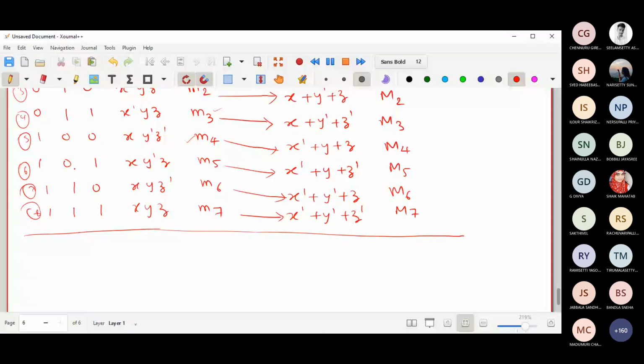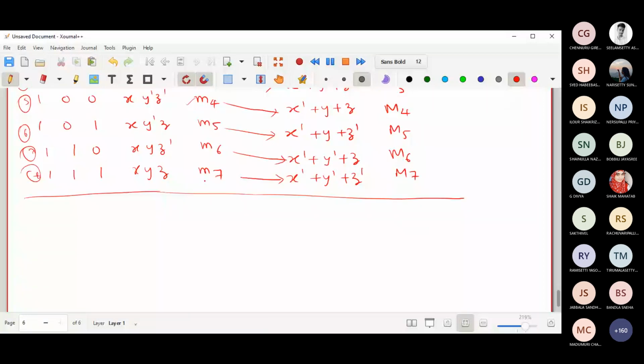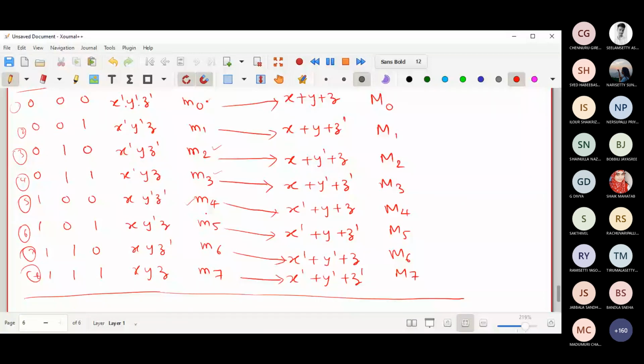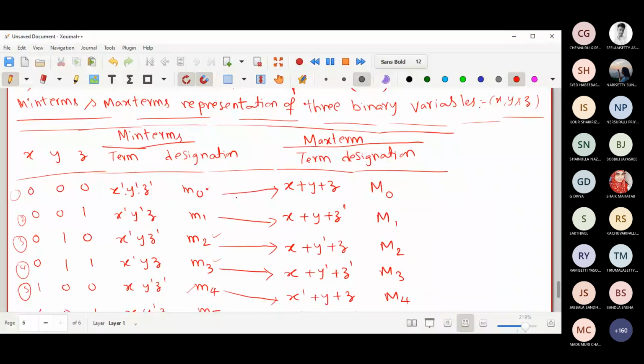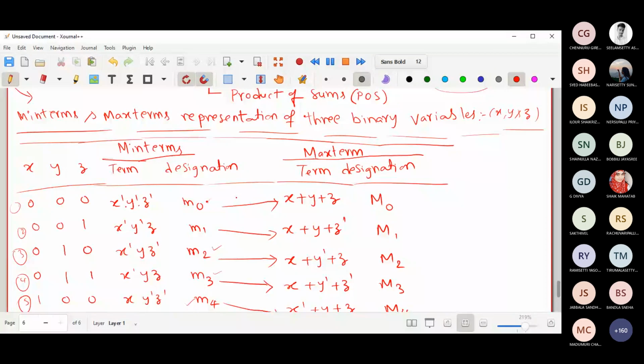That's why y bar. Next x equal to 1, y equal to 1: x y as it is, z in complemented form, that is z bar. Next x y z in non-complemented form, that's x y z, 7. So you can designate min terms like this: m0, 1, 2, 3, 4, 5, 6, 7. This is only for three variables. A Boolean function may have 2 variables, 3, 5, or n number of variables. Clear? So this is about the min terms representation.